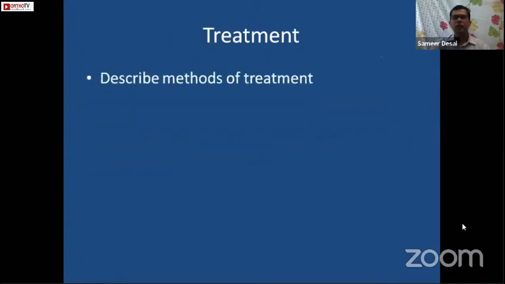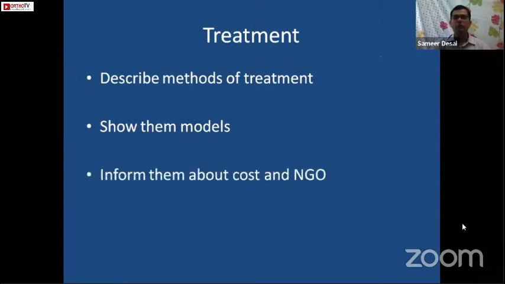So what to tell them about treatment? You can describe the Ponseti method. You can show them models of what actual clubfoot is. You can introduce them to other parents. Inform them about the cost and NGOs. Tell them that there are a lot of NGOs who will also do free treatment. So don't worry about the cost factor.